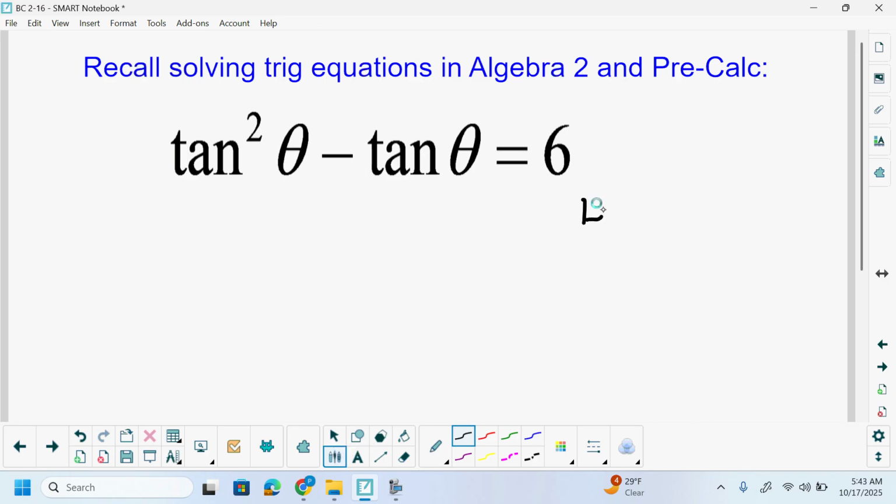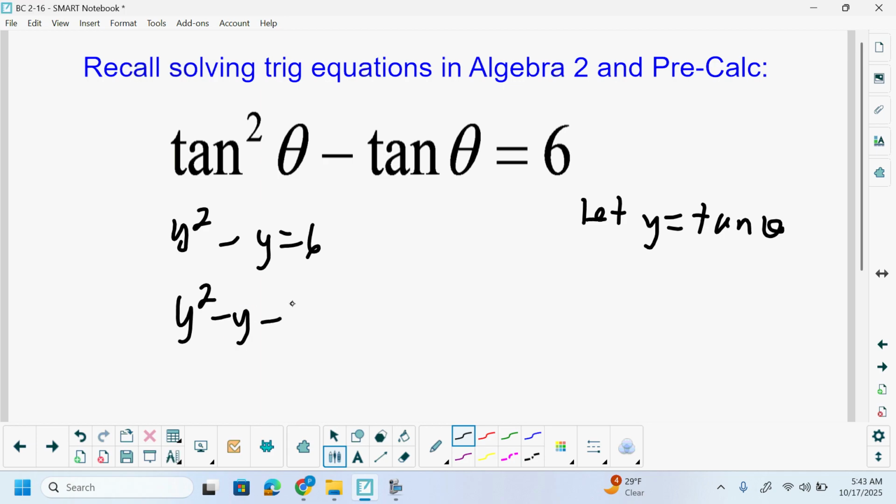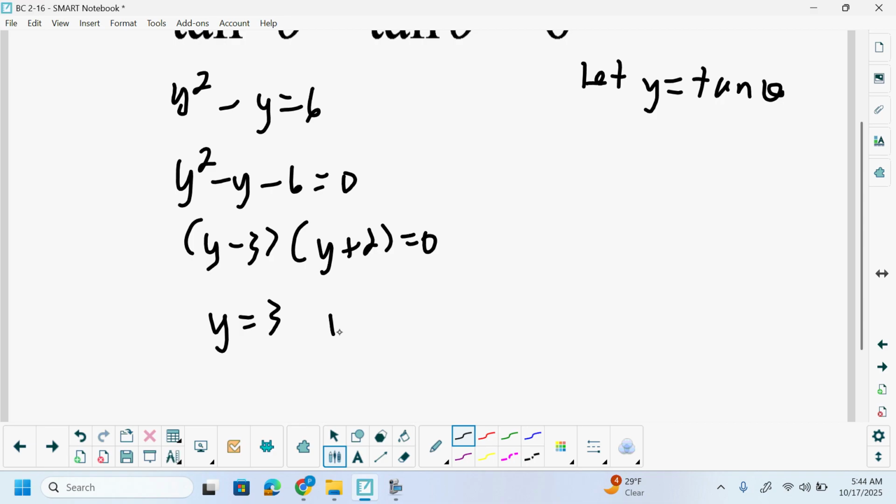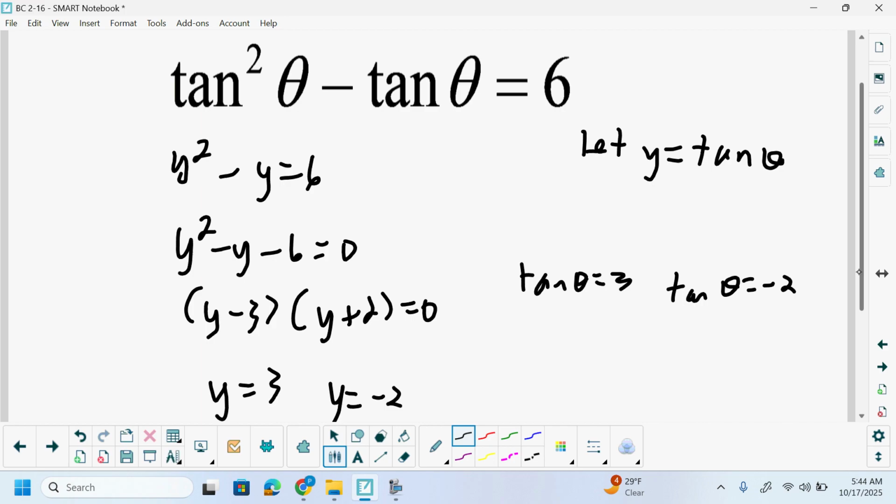So often how you work with these is you do a let statement, like maybe you let y equal tan theta. So now this becomes y squared minus y equals 6, or in other words, y squared minus y minus 6 equals 0. That factors into (y minus 3)(y plus 2). So in other words, y equals 3 and y equals negative 2. Well, then we bring back in at the end, it's not actually y, it's tan theta. So it'd be tan theta equals 3 and tan theta equals negative 2. And then from there, you would do your inverse tan and your ASTC to find your answers for this.